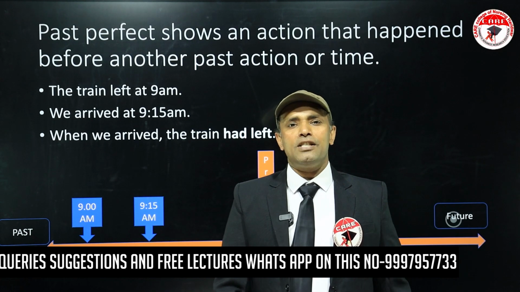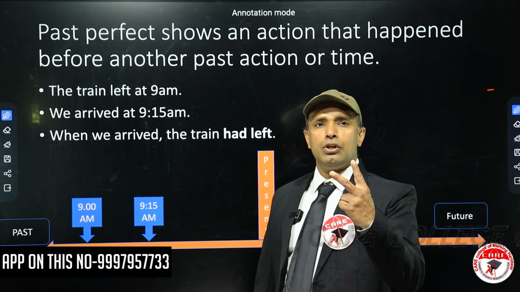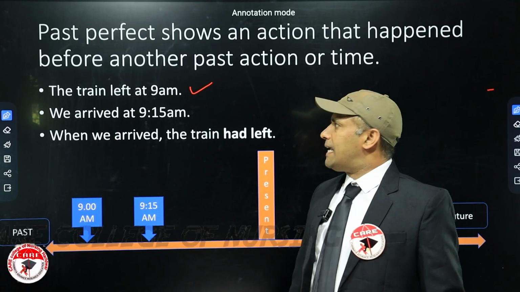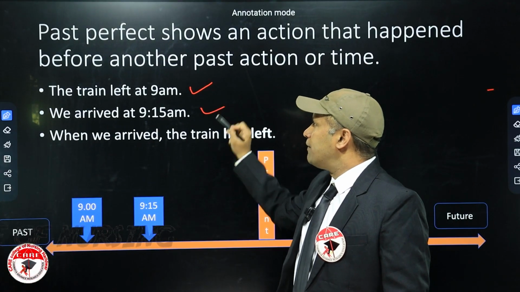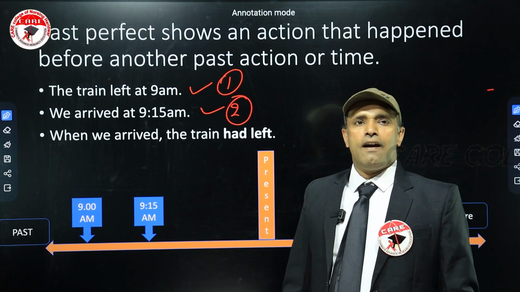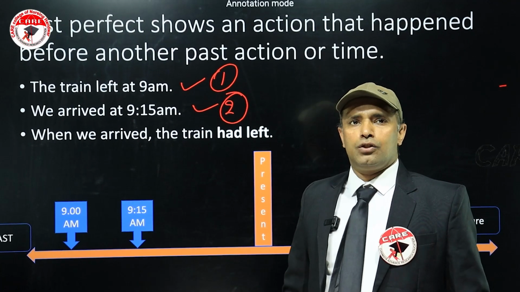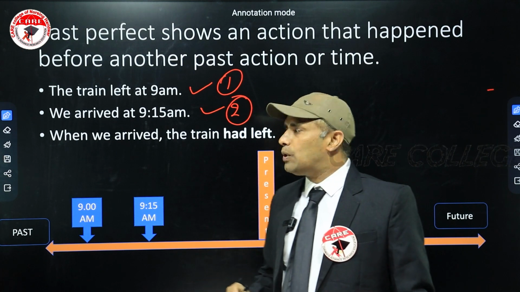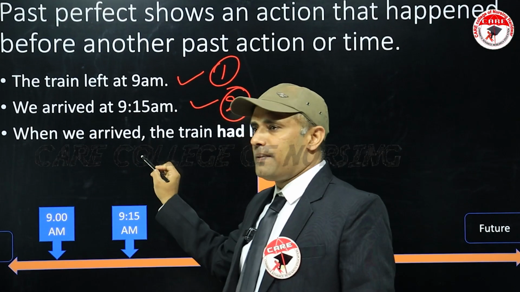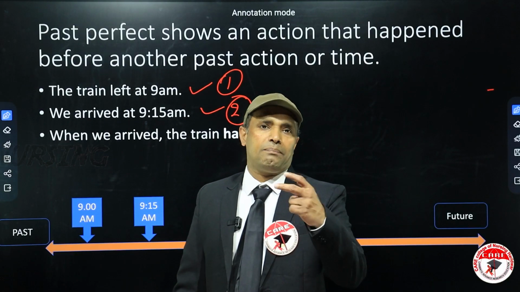Alright, so I'm going to mention 2 incidents. The first one, the train left at 9 a.m. Second action, we arrived at 9:50. This is the first action and this is the second action. Okay, then what happened? When we arrived, the train had left. So we have to clearly look into this sentence: when we arrived, that's in simple past. And the first action, the train had left, that's in past perfect form.